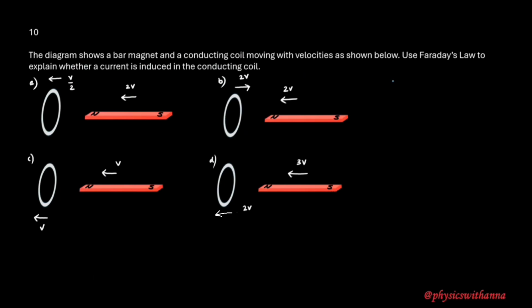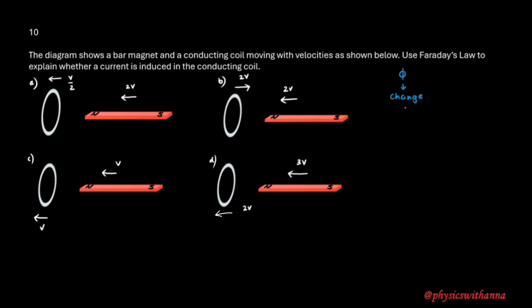Now Faraday's law states that whenever there is a change in magnetic flux through a coil, a current or EMF is induced in the coil. What is important to note is that there must be a change in the flux. It doesn't just relate to the presence of a magnetic field. There must be a change in the magnetic flux in order for there to be an induced EMF.